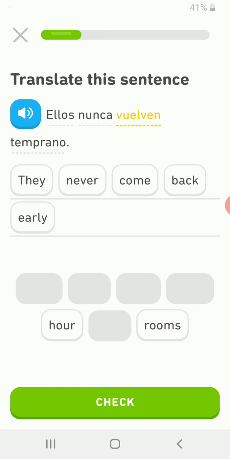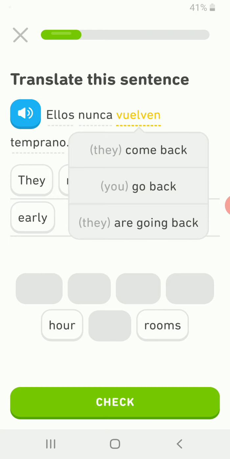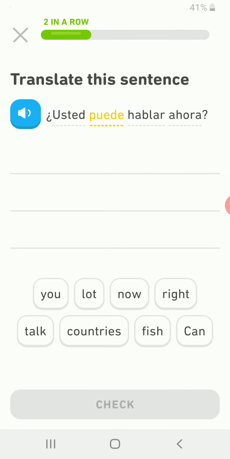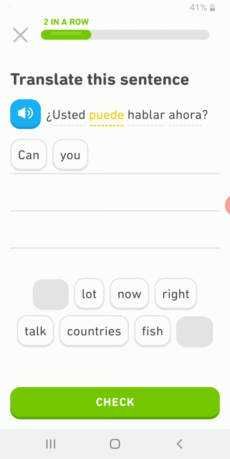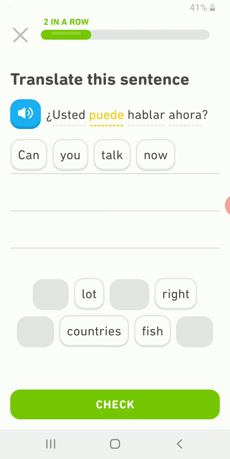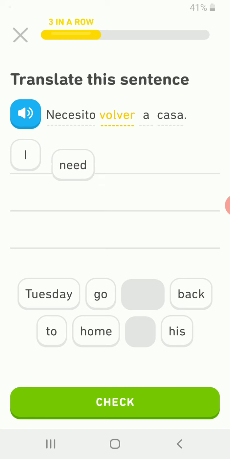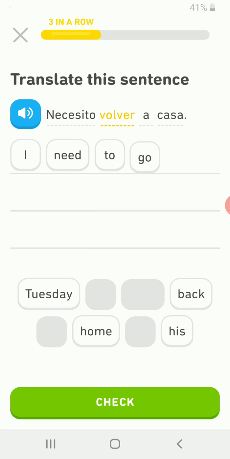Vuelven, I think the infinitive is volvar. ¿Usted puede hablar ahora? So can you talk now? Necesito volver a casa. Volver. So this is to return. Necesito volver a casa. I need to go back home.